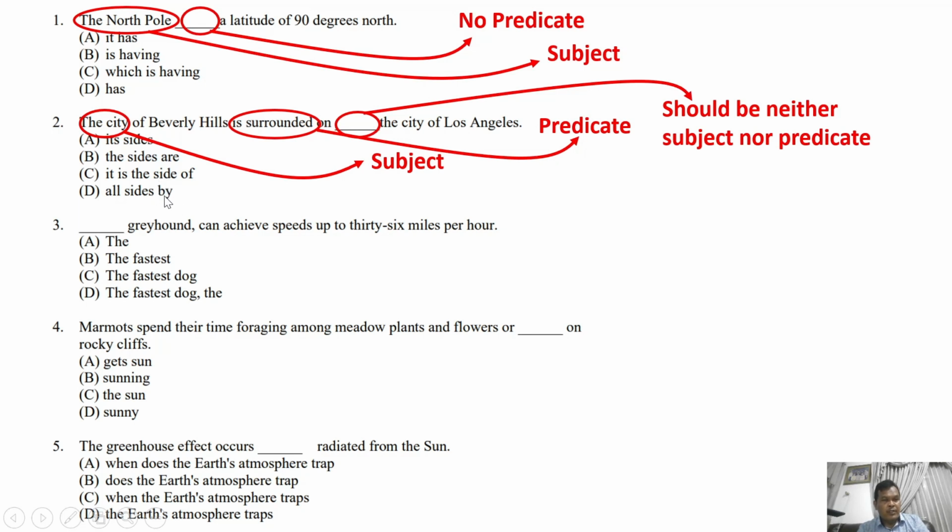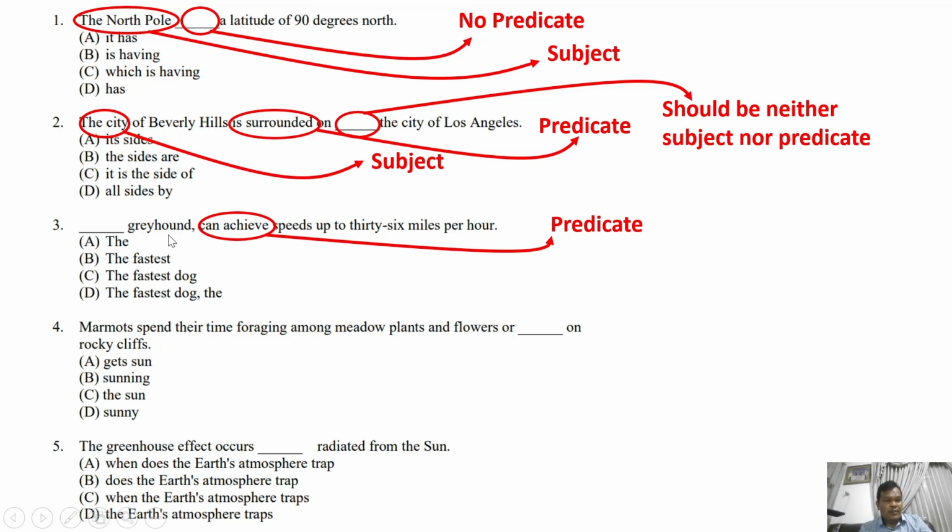Therefore, the 2 noun phrases are separated by the preposition by. So, the correct answer goes to D. Now, let's go on to question number 3. We have here only a predicate. We don't have here any subject.